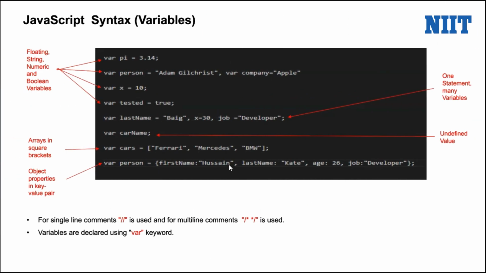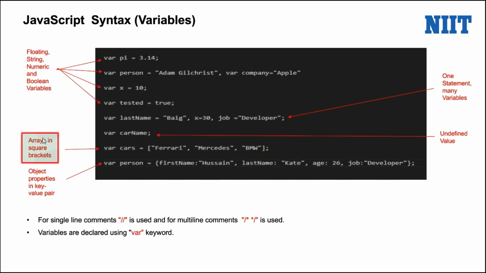When we talk about the syntax of JavaScript variables, the first one is floating, string, numeric and boolean variables. This is the format, how we write. Then we have one statement, many variables: last name, X, job. These are the different variables in one statement. Then this is one undefined value, as we have only declared it and not defined it.